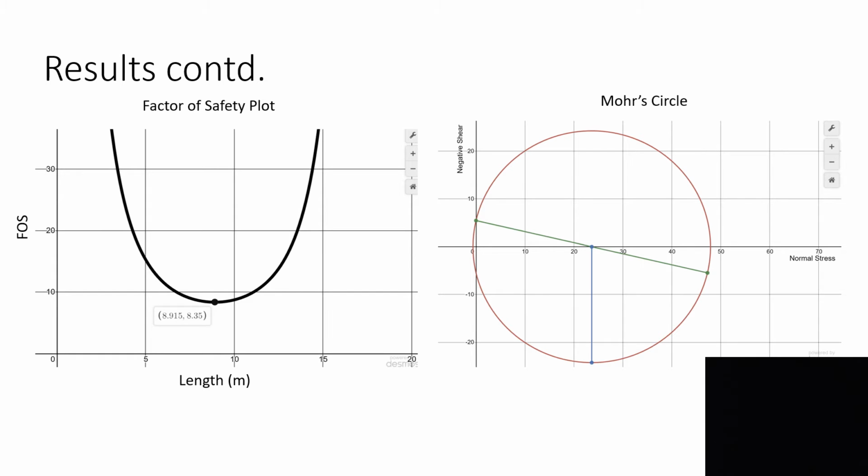For Mohr's circle, you can see the 2 points that were plotted, with the normal stress being 0 for the point on the left, and the maximum normal stress that we calculated being 47.83 megapascals.